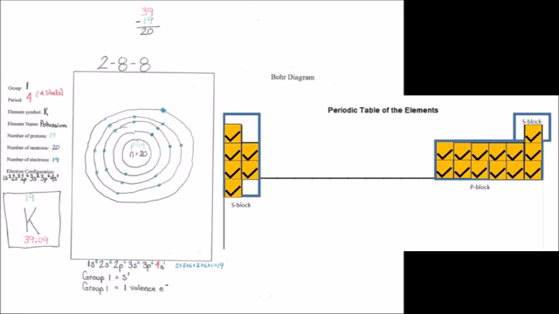If I look at my Bohr diagram, we have 2 electrons in the first shell, 8 in the second, 8 in the third, and if I'm right, I should only have 1 electron in my fourth shell because I have 1 extra electron. So all of the group 1 elements have an s1 configuration and they have 1 valence electron. Looking at my Bohr diagram, that does appear to be true. Looking at my electron configuration, that also appears to be true.